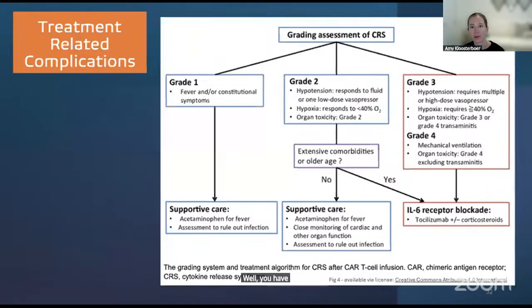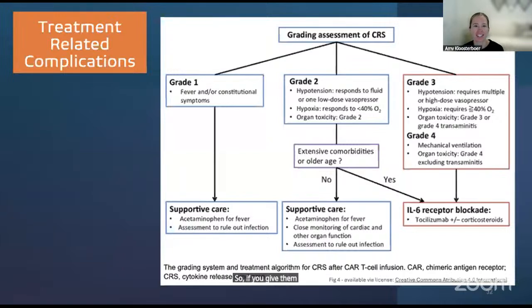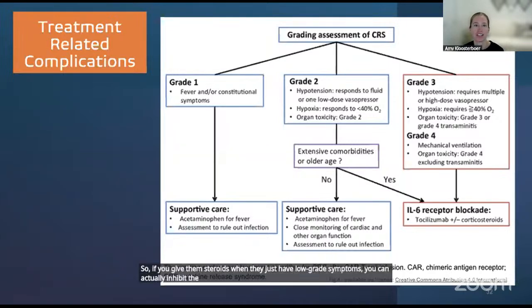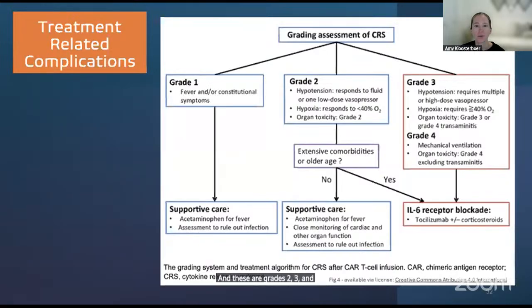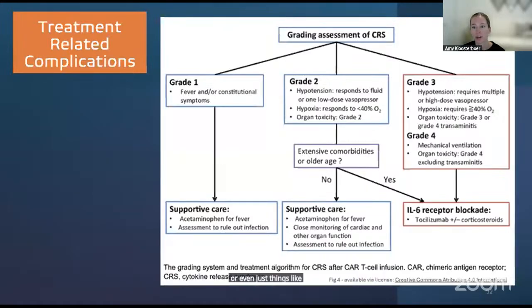What you have to be really careful with CRS is you want to make sure the CAR T cells are actually still able to do their job, because you want to remember you want them to treat the underlying malignancy. So if you give them steroids when they just have low-grade symptoms, you can actually inhibit the effectiveness of the cancer-directed therapy. As things get worse, though, then you get into life-threatening complications. So this is where we commonly start to see them in the ICU, or at least evaluate them for ICU admission. And these are grades 2, 3, and 4. So this is when you start getting hypotension, hypoxia, and this is where you start considering more aggressive therapies, things like IL-6 blockade with tocilizumab, or even high-dose corticosteroids.